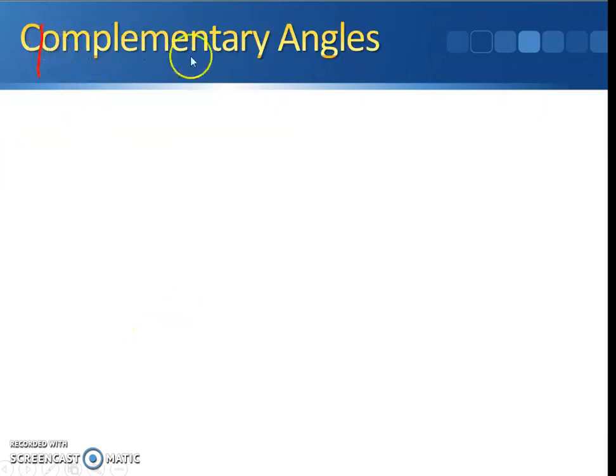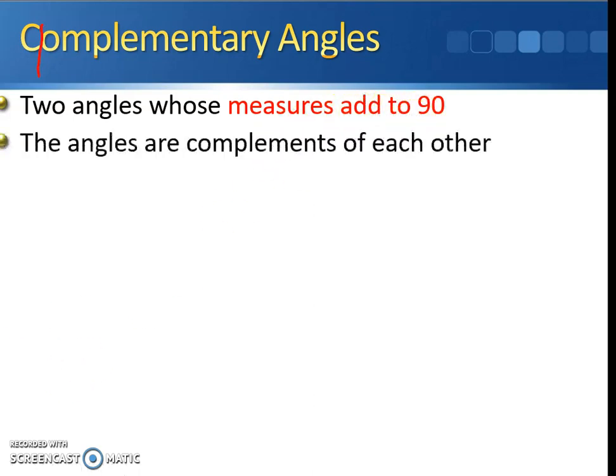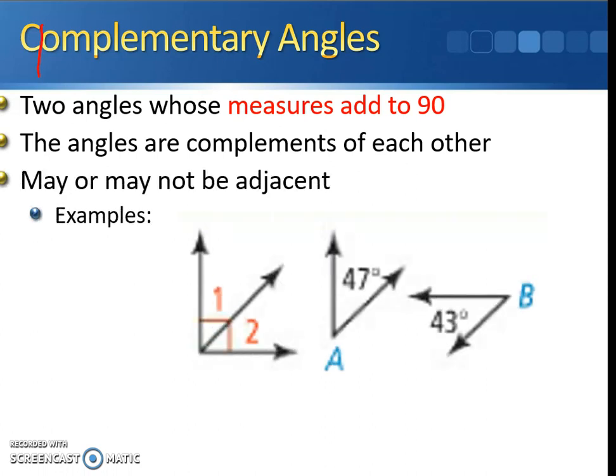Next we have complementary angles. Complementary angles are two angles whose measures add to 90 degrees. The angles are complements of each other, may or may not be adjacent. So you see I drew a little line here. It looks like 90. That's how I remember. If I draw a line after C, it looks like 90. So complementary is 90.